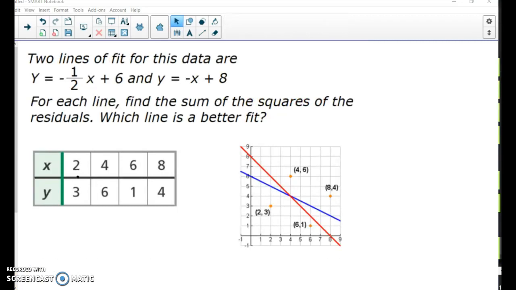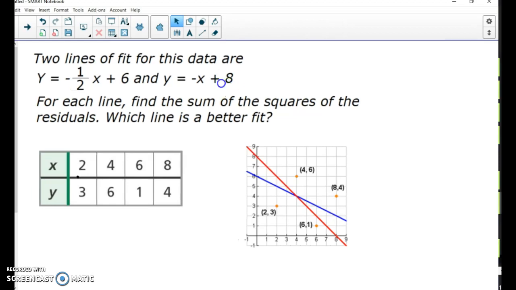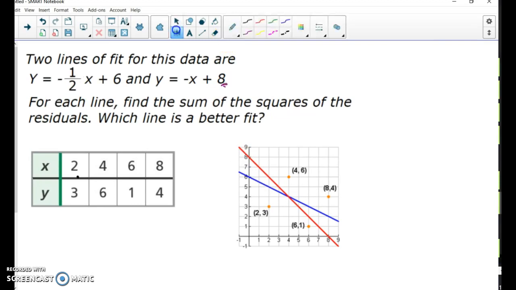So right here we see the problem. Check it out, number 1. It says the 2 lines of fit for this data are given: y equals -1/2 x plus 6 and y equals -x plus 8. With your vast amount of knowledge on linear functions, you can look at those and see we have a y-intercept of 8 in the red line, and a y-intercept of 6 in the blue line. Both are negative slopes, so those check out. The red line, -1, is much steeper than the blue line, which is -1/2.